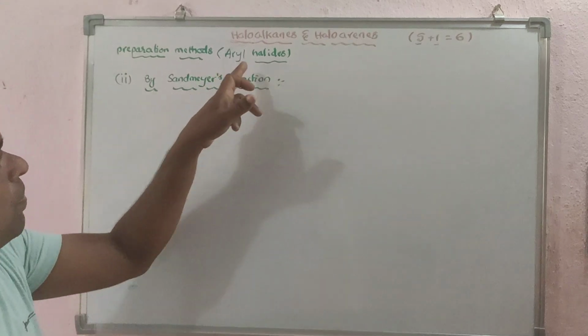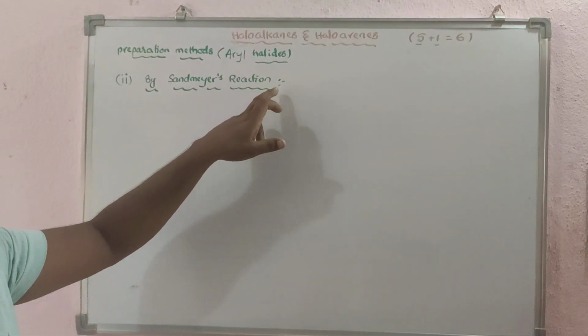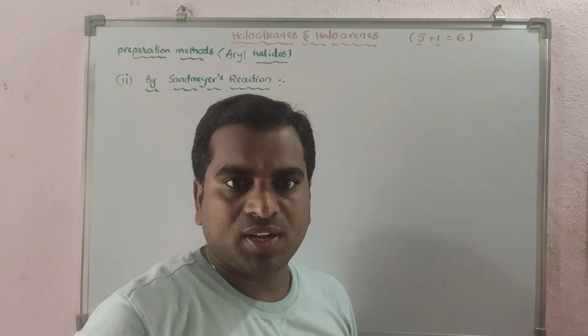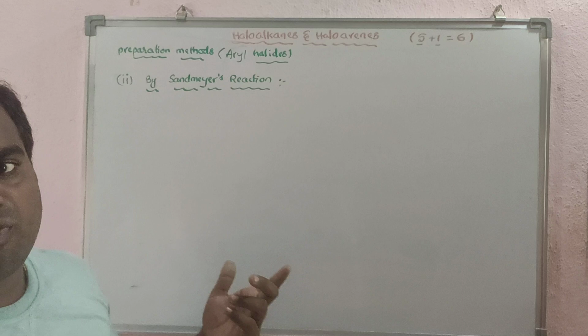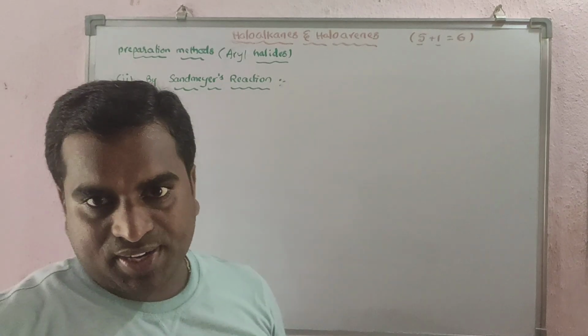The second method for the preparation of aryl halides is by the Sandmeyer reaction. A very important reaction. What is the Sandmeyer reaction? The decomposition of benzene diazonium chlorides.